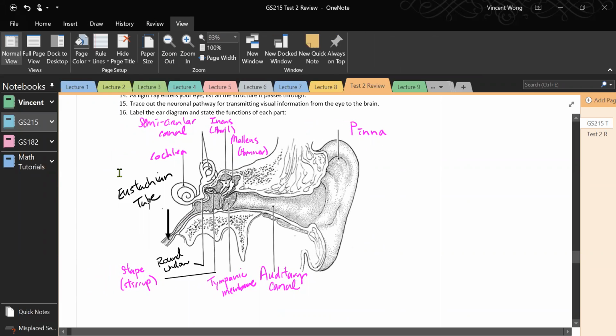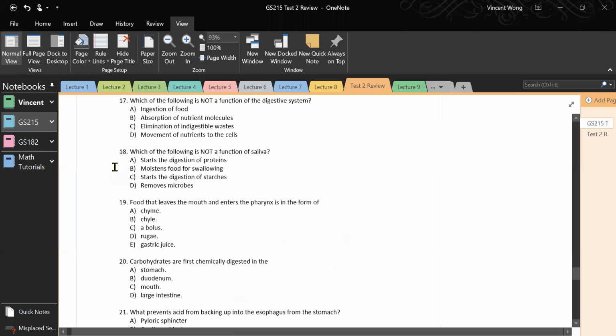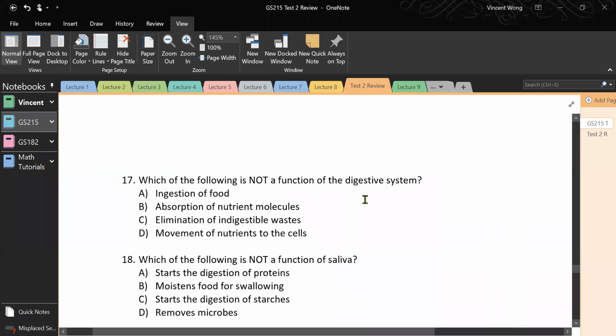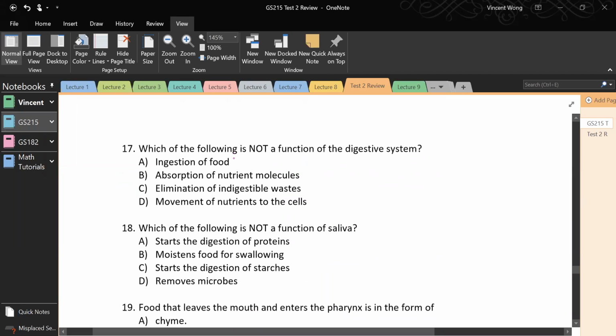All right. That is that. More multiple choice. Let's get to it. Which of the following is not a function of the digestive system? So ingestion of food, that's the function. Absorption of nutrients, elimination of indigestible waste, movement of nutrients to cell, that is not the function of the digestive system. Okay, that's just something that happens on the cellular level through active transport, for example.